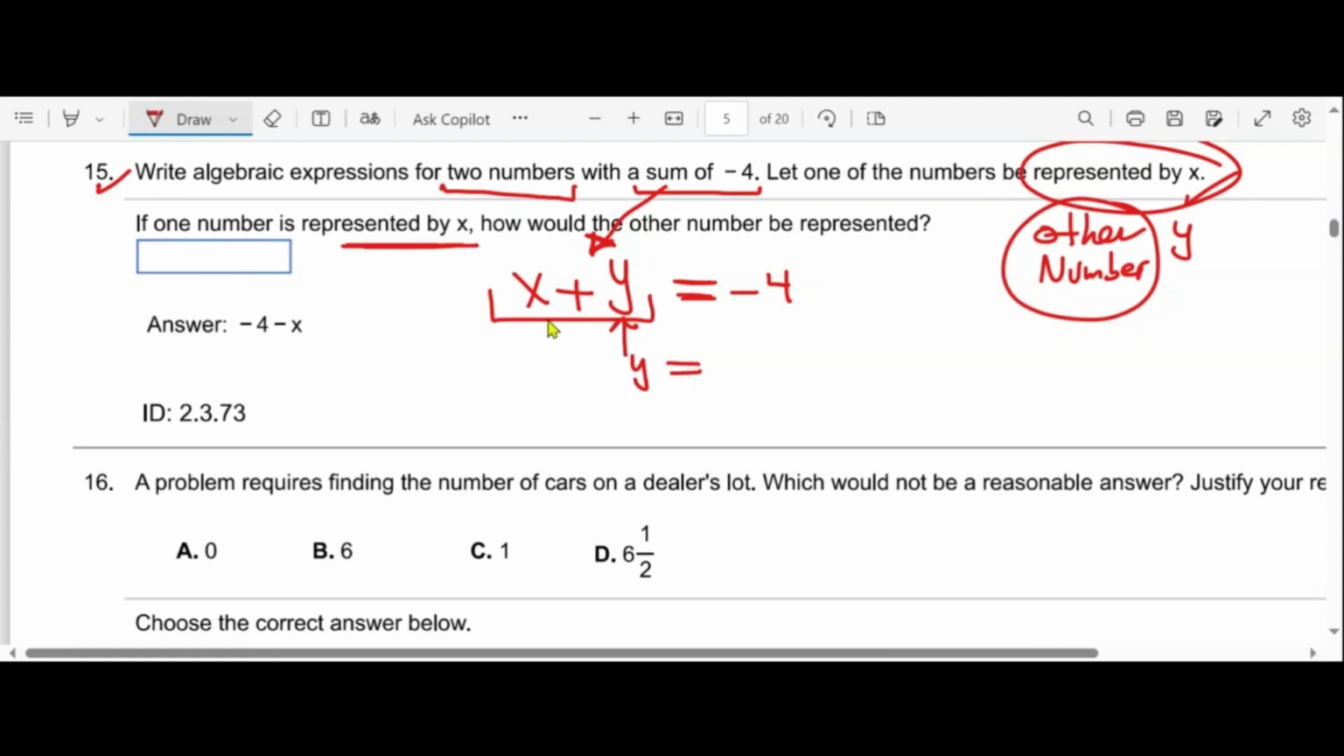So we have to isolate the x. So it goes to the other side and becomes negative. So your answer will be -x, -4. Is that clear? Yeah. That's it. Let's move on.